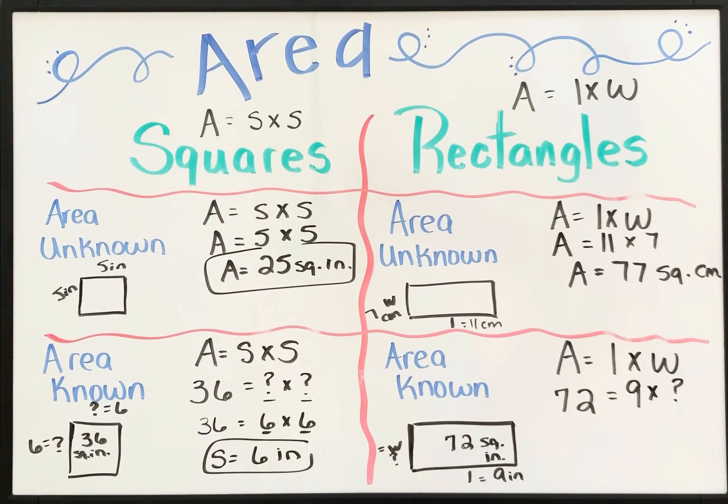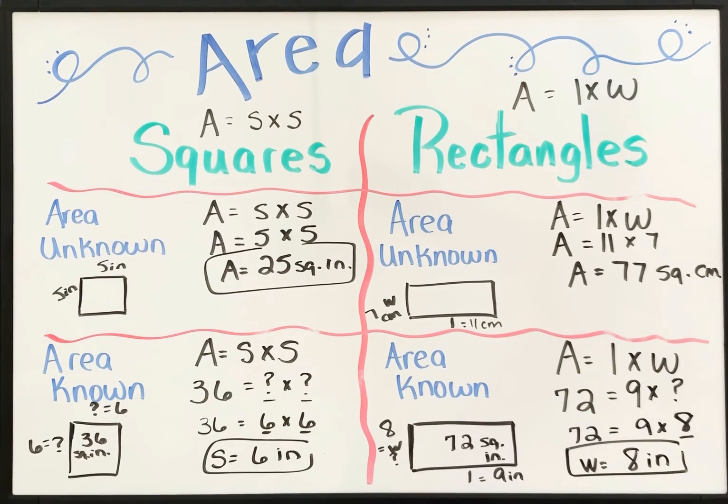I have to think, 72 is equal to 9 times something. Something times 9 gets me to 72. What could that be? Did you get an 8? I hope so. So 8 would be my missing side. I could say that my width is equal to 8 inches.